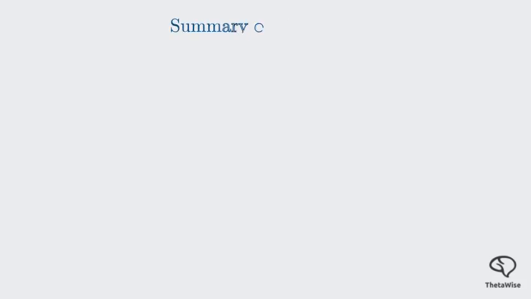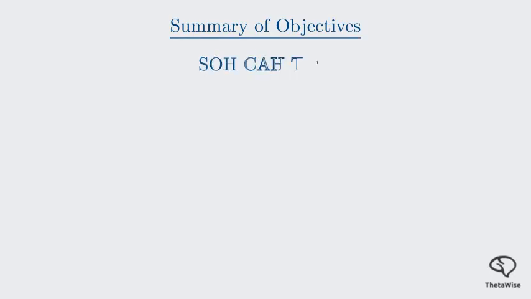To wrap up, let's review the key steps we've mastered today. You should now be able to identify the correct trigonometric ratio using SOHCAHTOA and calculate a missing side length with precision. First, always label your sides relative to the given angle. This prevents you from picking the wrong ratio.